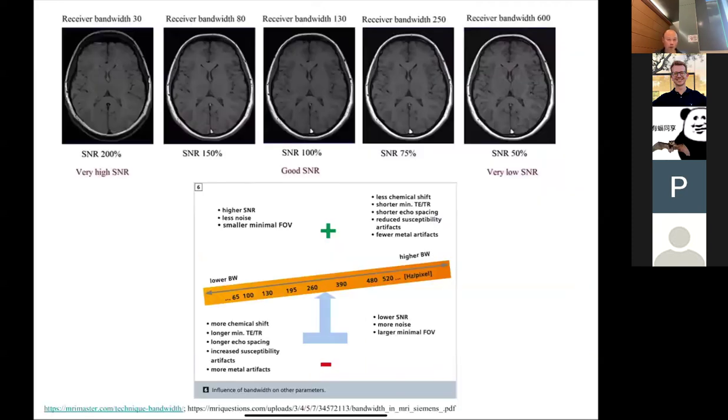The answer is yeah, sort of. But with all things in life, there are trade-offs. You get something, but you lose something. So definitely it does help with SNR. For example, here the bandwidth is 30 and it goes up to 600. You can see the SNR goes from a relative value of 200% to 50%. So we've given up a factor of 4 in SNR here.